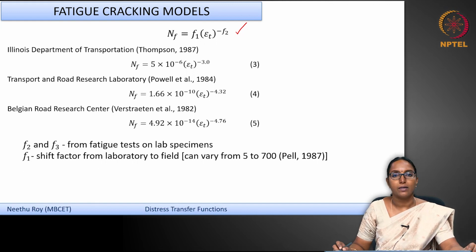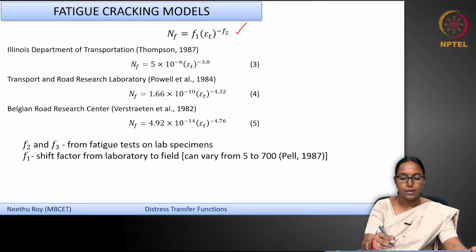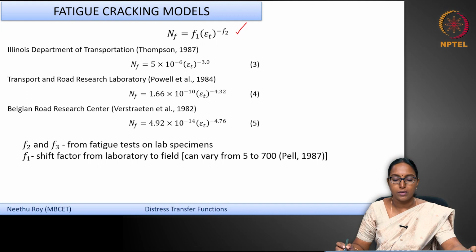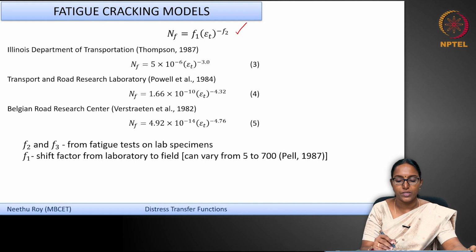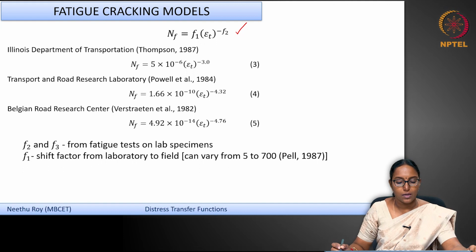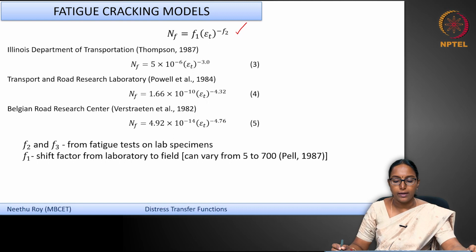So, various studies have been conducted by different agencies, and some of these are written here. You can see that the Illinois Department of Transportation, by Thompson in 87, has given an equation as 5 into 10 raised to minus 6 epsilon t raised to minus 3. Whereas TRRL has given the expression with an F1 value of 1.66 into 10 raised to minus 10, and F2 takes a value of minus 4.32, and the Belgian Road Research Center has given a value with F1 as 4.92 into 10 raised to minus 14, and F2 is minus 4.76.